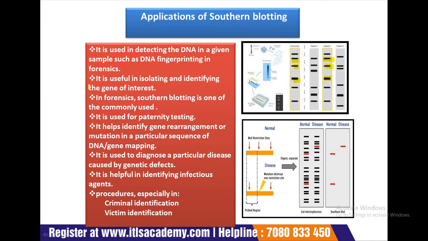It helps identify gene rearrangement or mutation in a particular sequence of DNA, or gene mapping. It is used to diagnose a particular disease caused by genetic defects. You can see here these are the normal samples and these are the diseased samples on the gel electrophoresis. And after Southern blotting, only the affected, or we can say only the disease-related DNA, is present here.